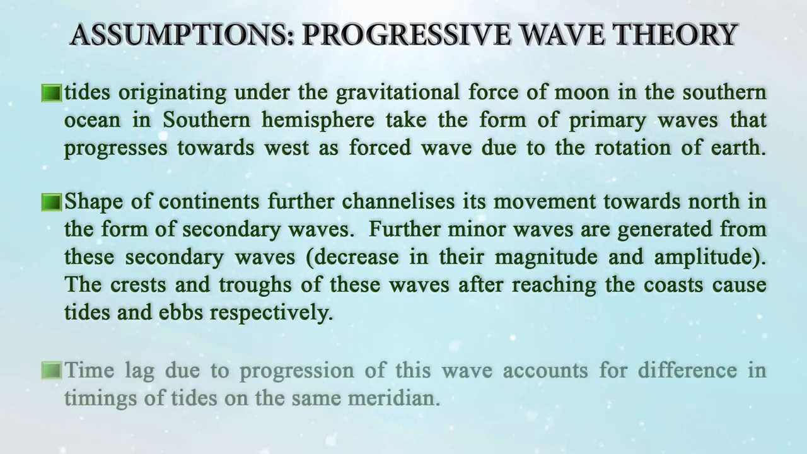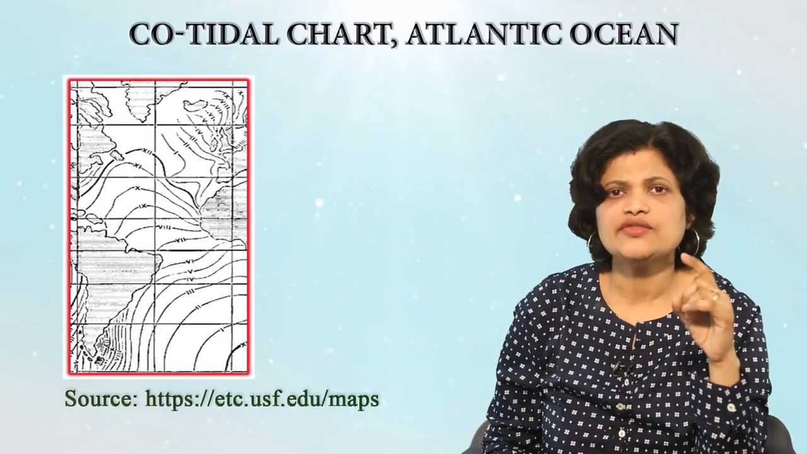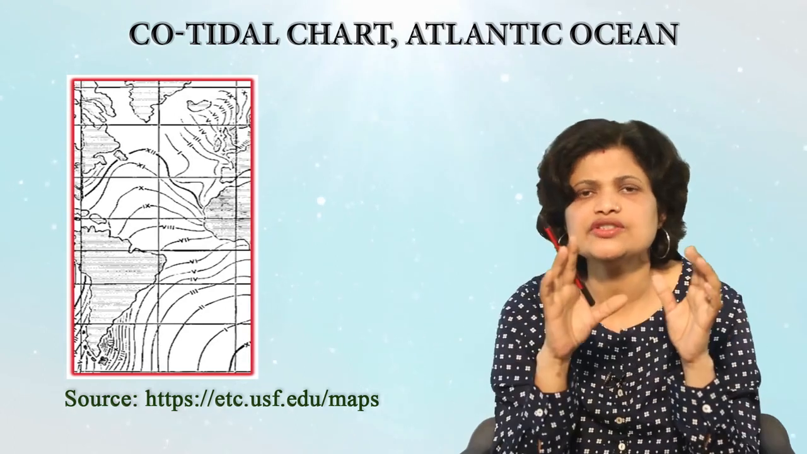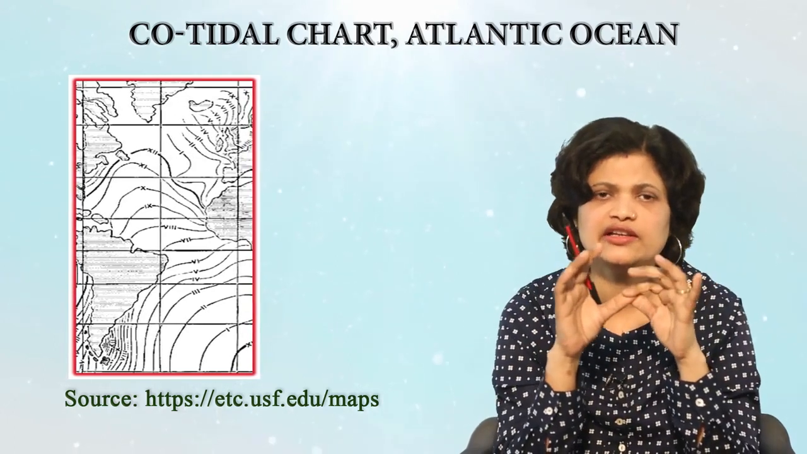So there is a time lag due to progression of this wave from the south to the north, and in this way it is explained that the same meridian will have different times of high tides. So this theory explains this time lag of tides along the same meridian. You can see in this figure a co-tidal chart of the Atlantic Ocean is shown. First of all, what are co-tidal lines?